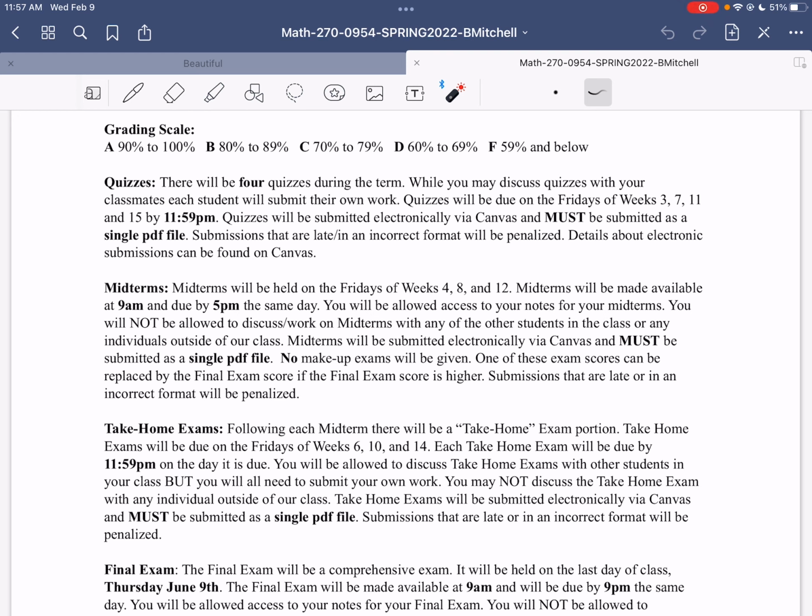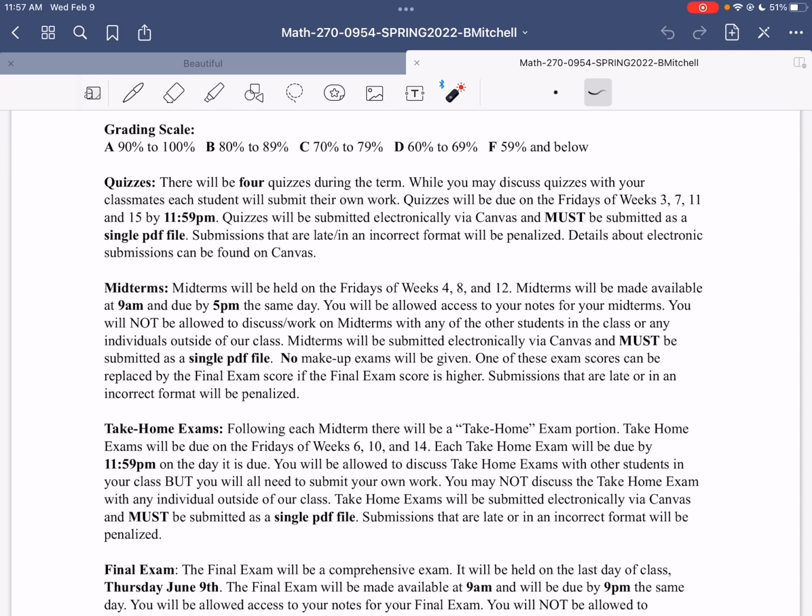Just like quizzes, the take-home exams are actually open for discussion. So the difference between the midterms and the take-home exams is that midterms are closed for discussion, take-home exams are open for discussion. Just like with the quizzes, you do need to submit your own work. Also, just like everything in our class, it cannot be discussed with individuals outside of our class or using outside resources there. Take-home exams will be submitted electronically via Canvas and have that same policy as a single PDF file.